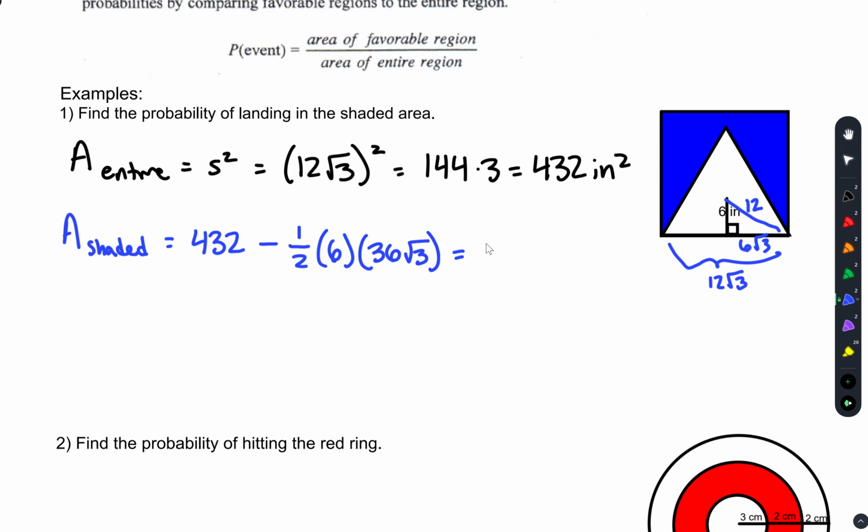I believe you should get 244.9 inches squared. Any questions on that? That's basically what we did yesterday. We feel confident about that?